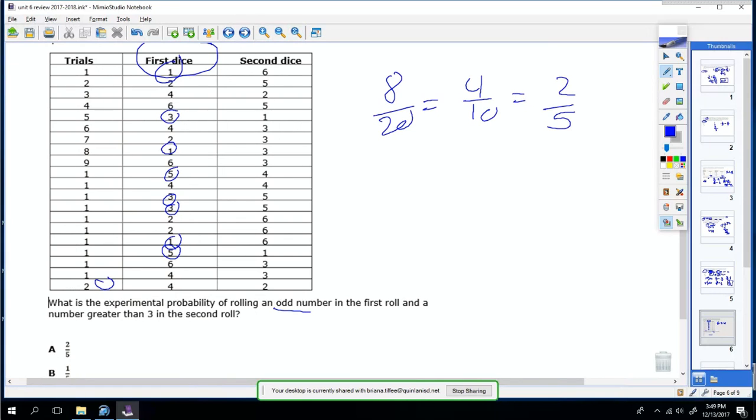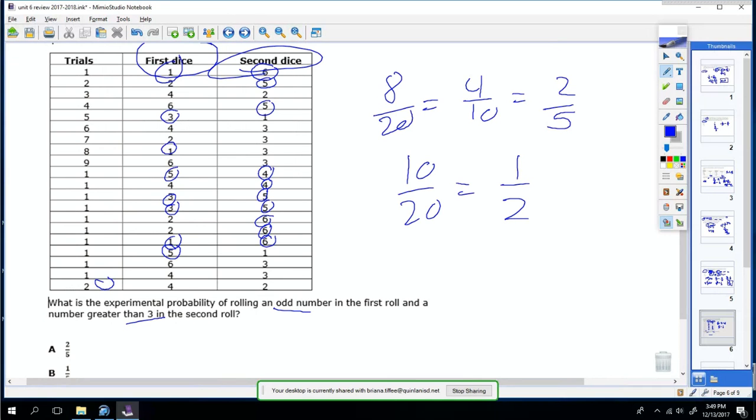So my next throw, which is right here, I need to get a number greater than 3. So that's 4, 5, or 6. So 6, 5, 5, 4, 4, 5, 5, 6, 6, 6. So I circled 1, 2, 3, 4, 5, 6, 7, 8, 9, 10. So I circled 10 out of 20, which is also 1/2.